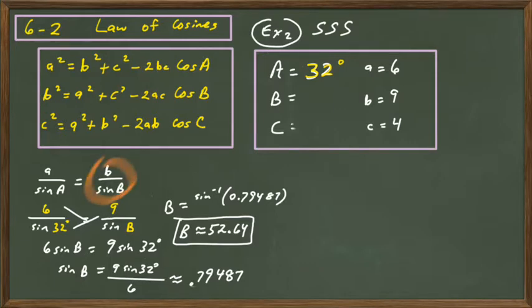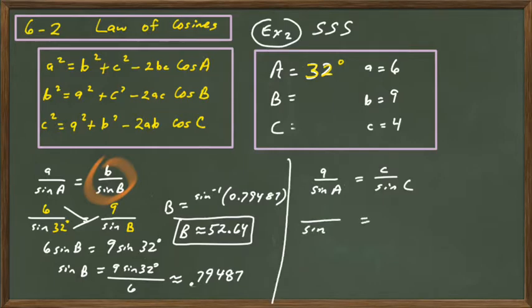How about if I use the other one? If I went A over sine A, but now C over sine C. Let's see if this gives an appropriate answer. So what is side A? 6. What is angle A? 32. What is side C? 4, and we don't know angle C, right?